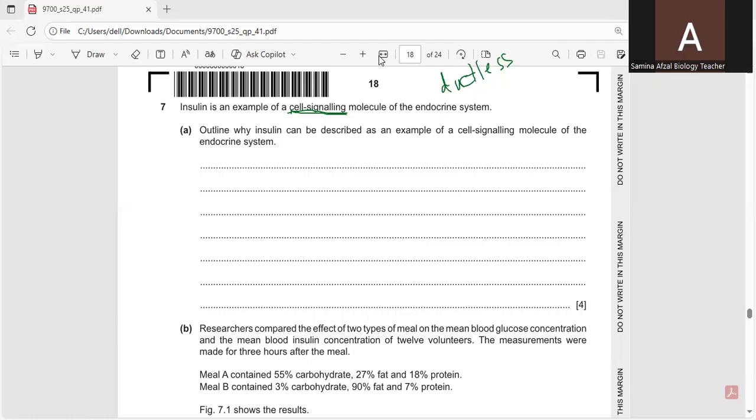The first reason is that insulin is produced and secreted directly into the bloodstream by the beta cells in the islets of Langerhans of the pancreas, which functions as an endocrine gland. It also travels through the blood to reach its target cells, and it acts on cells that are distant from its site of production, primarily liver, muscle, and fat cells.